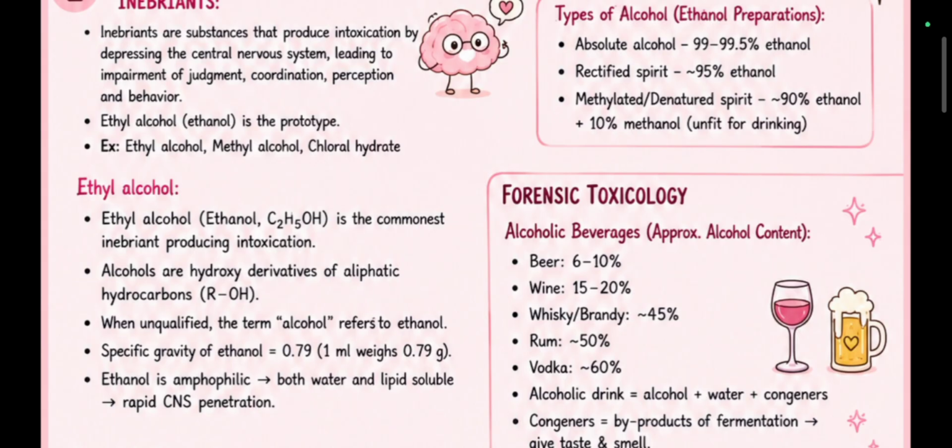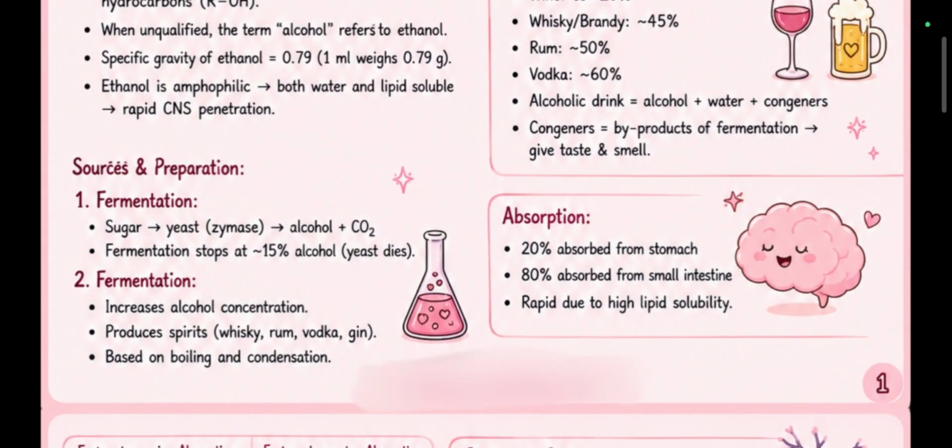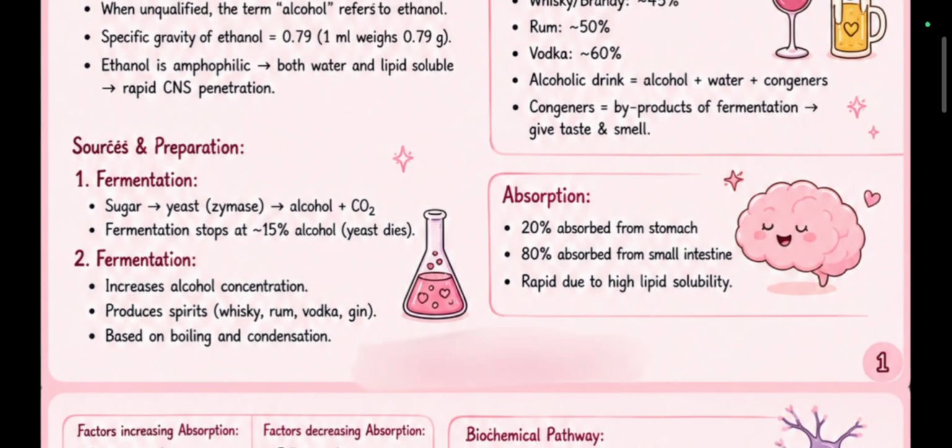So yes. Now, what are the sources and preparation of ethanol? Very first source is sugar. Sugar is fermented by yeast, zymase enzyme, and there is formation of alcohol plus CO2. Then fermentation stops at 15% alcohol formation, and there yeast dies.